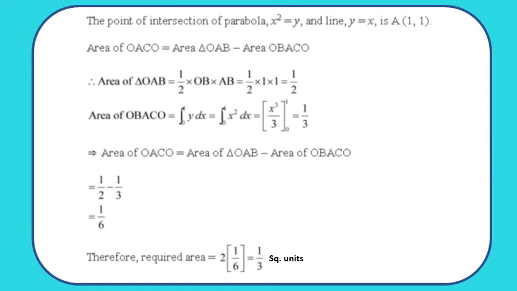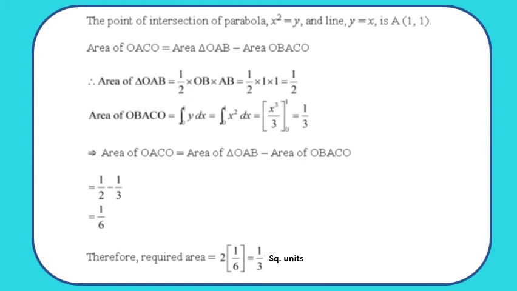So area of triangle can be easily calculated. Half OB into OB, that is half 1 into 1, that is half. And area of OABCO will be integral 0 to 1, applying the integral 0 to 1 y dx. So 0 to 1 x square dx, which is equal to x cube upon 3 from 0 to 1, which on simplification gives 1 by 3. So area of OACO is equal to what? Area of OAB minus area of OBACO. So half minus 1 by 3 is equal to 1 by 6.